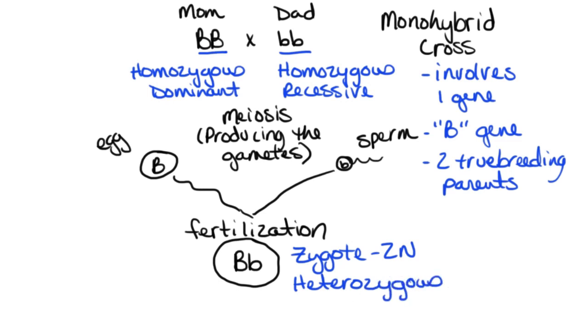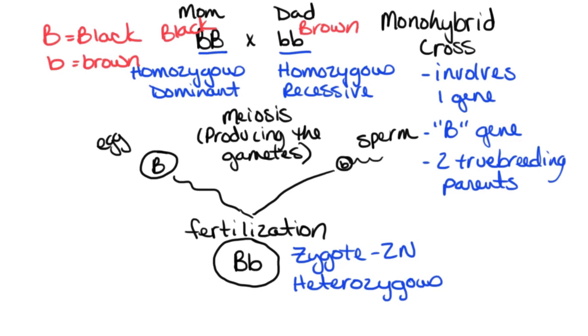Now we haven't talked about phenotypes yet, we've only talked about genotypes. So let's assign some phenotypes to this. I'm going to make this a generic color gene. We have two forms: capital B, which I'm going to call black, and lowercase b, which I'm going to call brown. So mom over here is going to be black, and dad over here is going to be brown. That's because mom has two copies of the capital B, which is black, and dad has two copies of the lowercase b, which is brown.